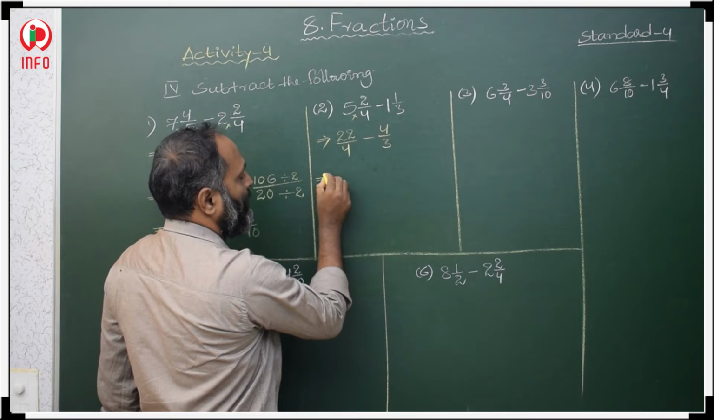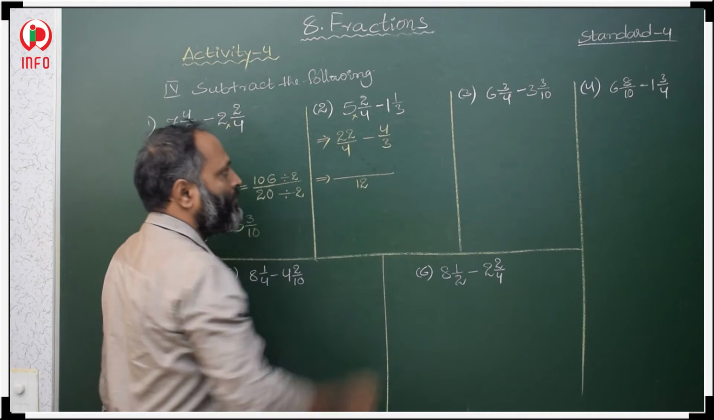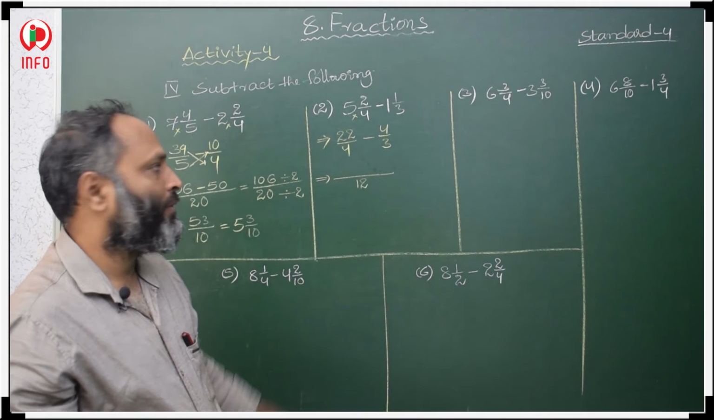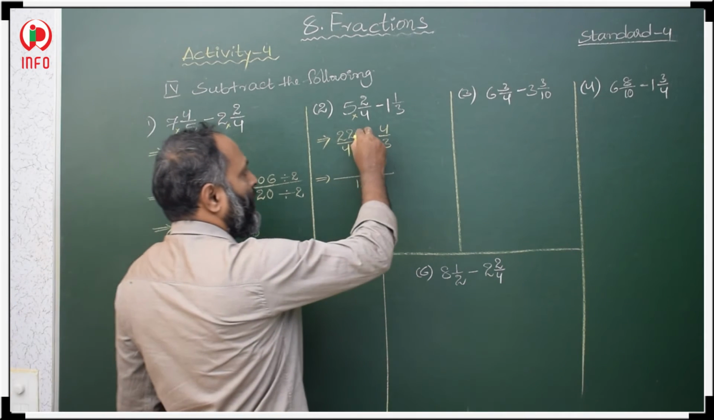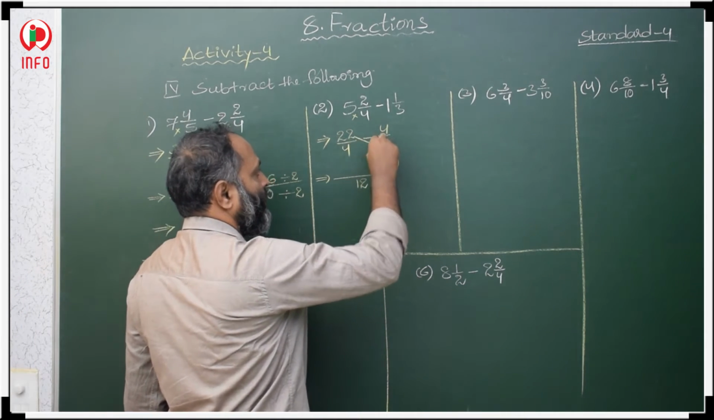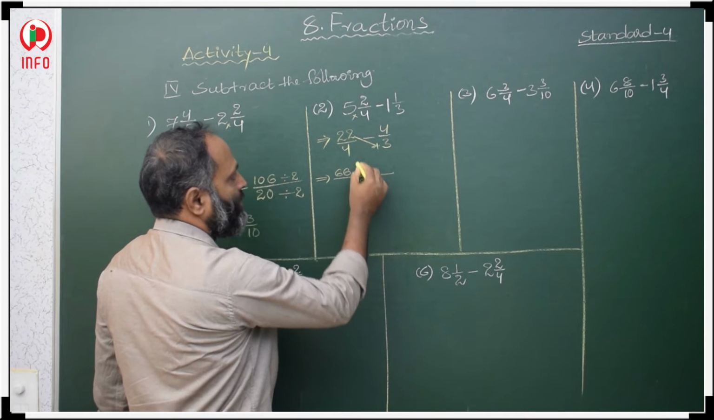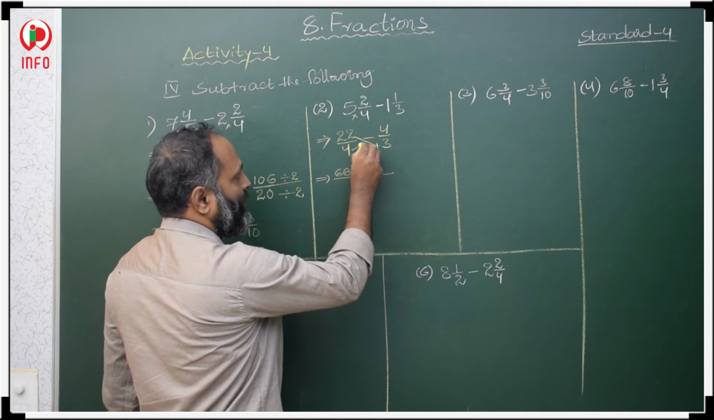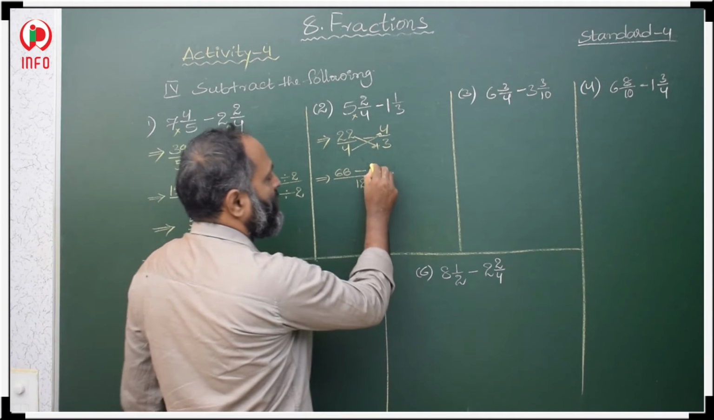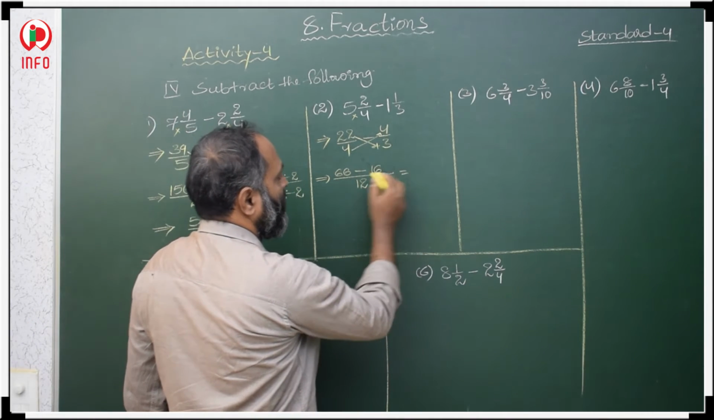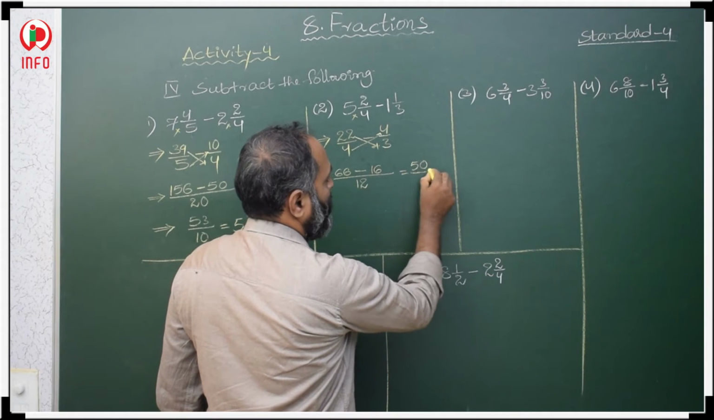Now we have to multiply. 4 3s are 12. Multiply these denominators. Then after that, multiply first fraction numerator with second fraction denominator. 22 3s are 66 minus first fraction denominator with second fraction numerator. 4 4s are 16. Then 66 minus 16 is 50. 50 by 12.